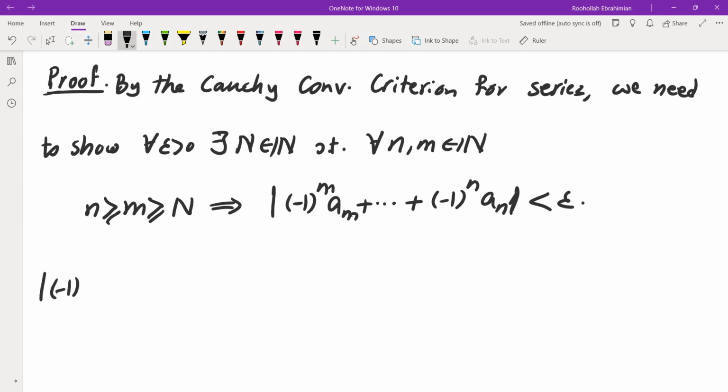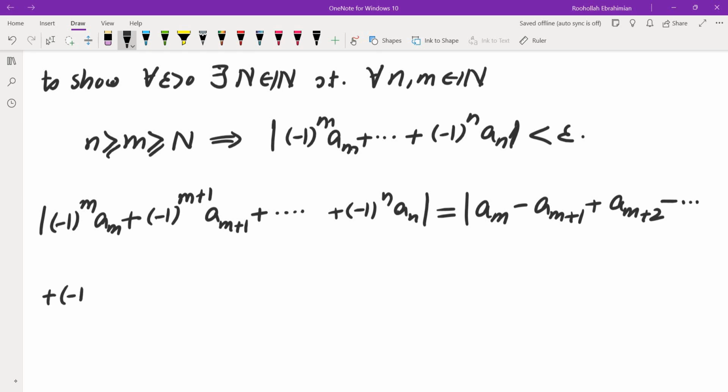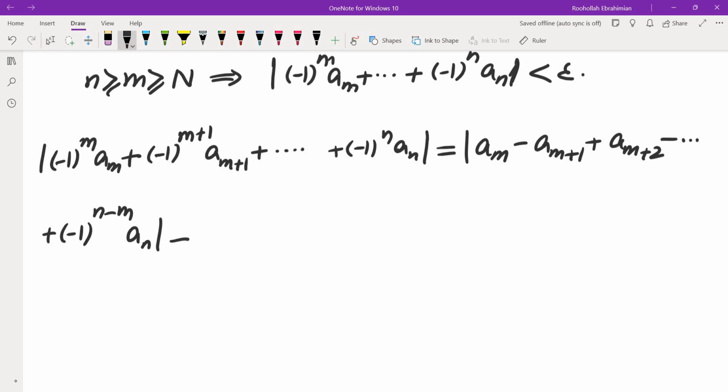So if you look at the absolute value of (-1)^m a_m plus (-1)^(m+1) a_(m+1) plus etc., (-1)^n a_n, I'm going to divide everything by (-1)^m. So that gives me the absolute value of a_m minus a_(m+1) plus a_(m+2) minus, all the way to the last one, which becomes (-1)^(n-m) a_n. So this sum is either going to be positive or negative. The last term is either going to be positive or negative.